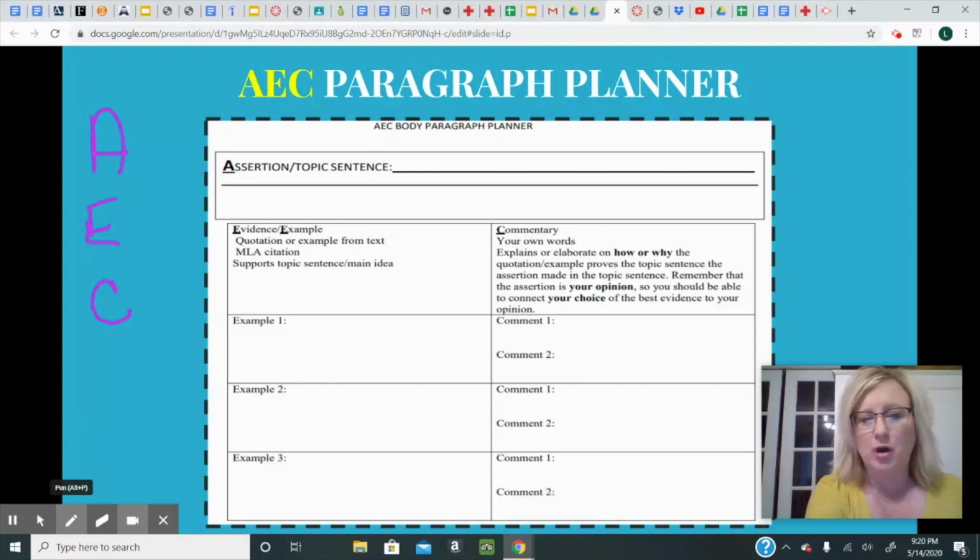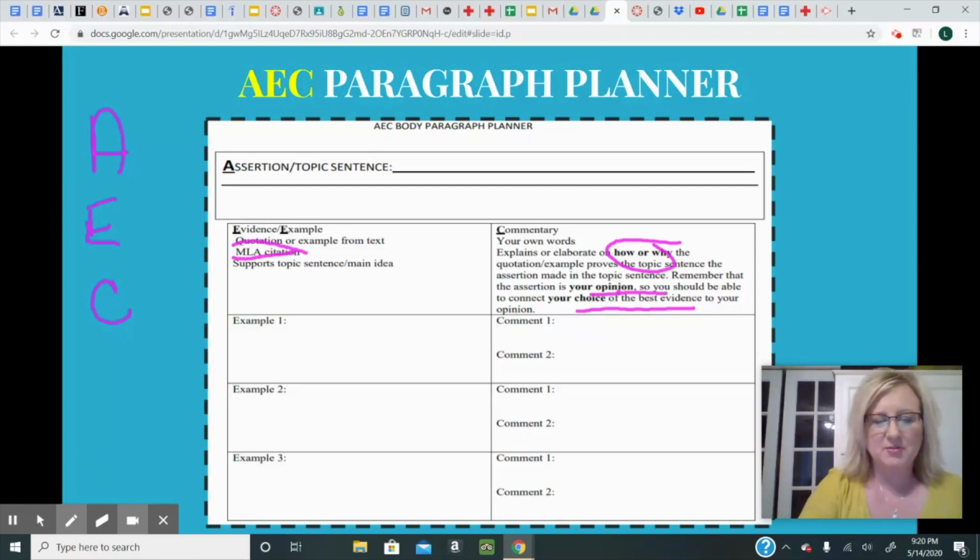So that gives them a place to write their assertion. And then it gives them a place to give their evidence from this text and to begin learning how to write those MLA citations. So it could be a quotation. And again, we want to encourage them not to let the whole sentence be a quotation, but to learn to insert that quotation effectively within a sentence. And then commentary, again, it's the how and the why. It proves this assertion, so to speak. And again, it's your opinion, and you have chosen this evidence to support your assertion.